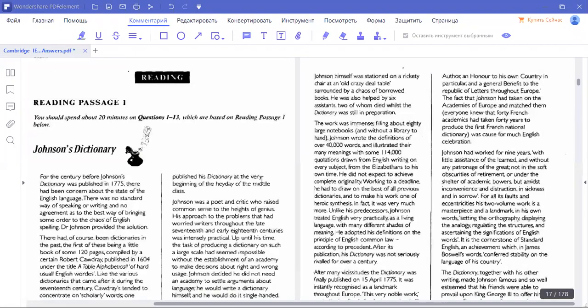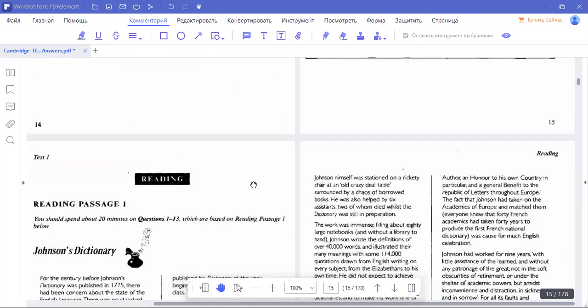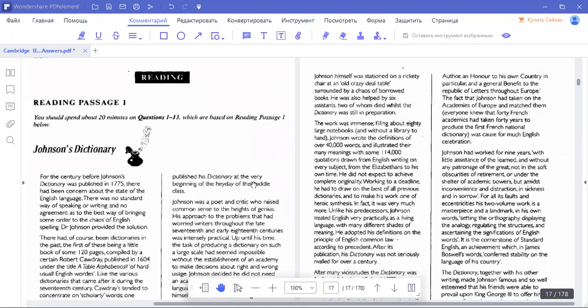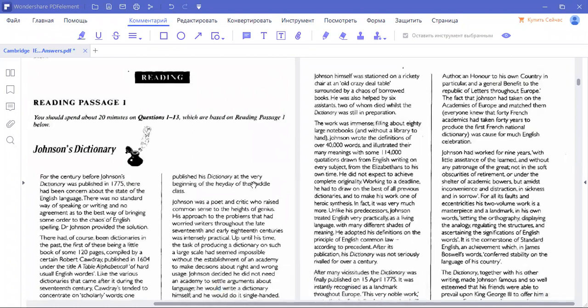Hello guys, so today we're going to be talking about Cambridge Book 5, and it is probably test 1. I will just focus on reading passage 1 since I don't want to make a 1 or 2 hour video, but I will make several videos, one for each passage. So today we're going to focus on passage 1.